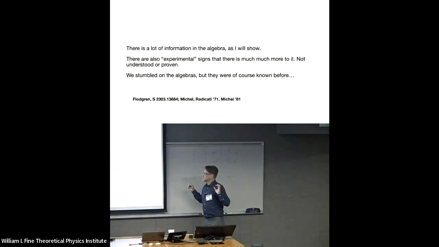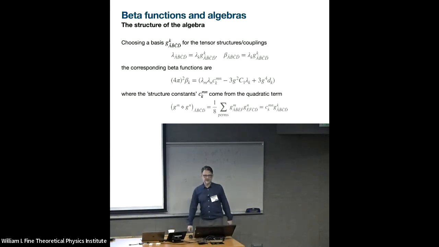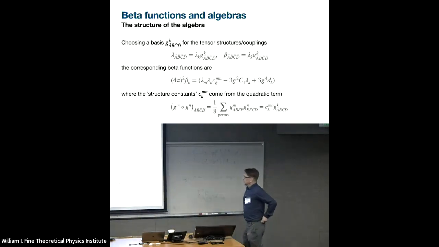So there's a lot of information in this algebra. You can extract a lot of things about the RG flow. There are also experimental signs that there is more to it than what I'll show you directly. The first paper on this kind of algebra in physics is from 71. Michel went back in 81 and discussed this in the context of renormalization. If it hasn't been used for that long a time, maybe it's nothing to worry about, but I'll show you what I find, and I think it's intriguing.